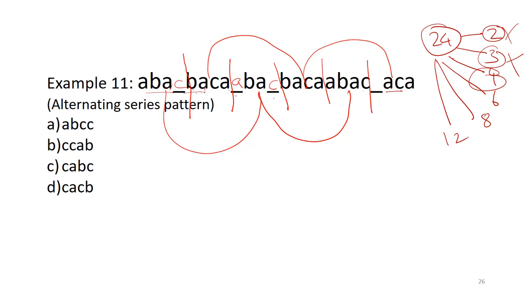In a similar way, B, A, C, A, B, A, C, A, B, A, C, A. So my answer should be C, A, C, B. Option D is the answer for me. Clear? So quite easy in solving. It's an alternating series pattern.